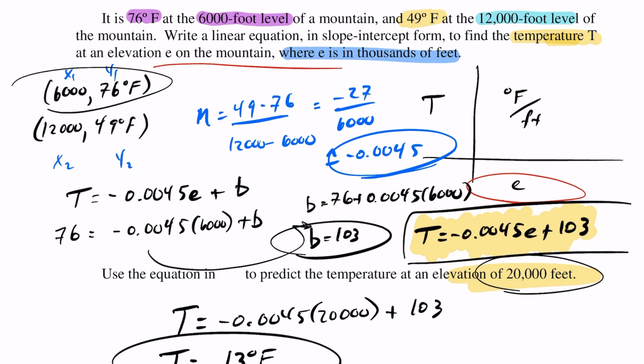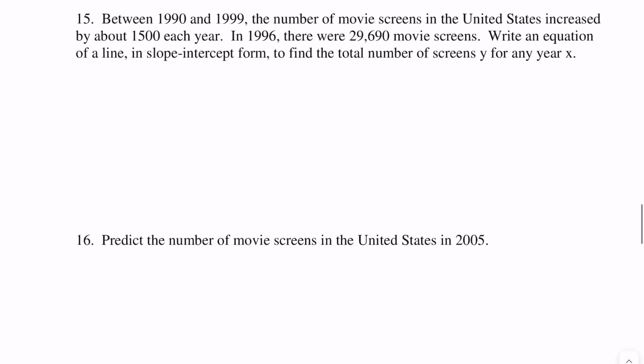All right, let's take a look at one more. So for the next problem here, we know that between 1990 and 1991, the number of movie screens in the United States increased by 1,500 each year. And then in 1996, there were 29,690 movie screens. They ask us to write an equation to represent the slope and y-intercept for this.